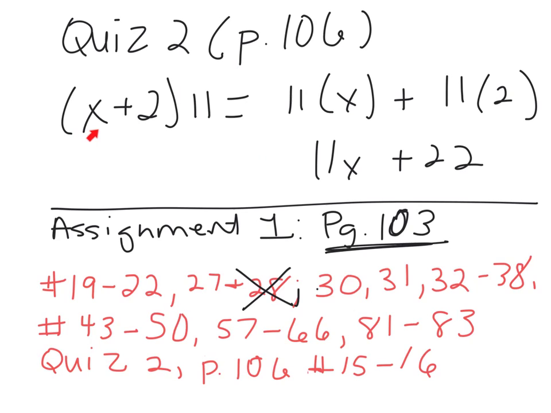Another thing that you had problems with was on quiz 2, which was on page 106. You kind of did the same thing. It's x plus 2 times 11. 11 times x plus 11 times 2 is how we distribute it out. 11x plus 22 is what you end up with.